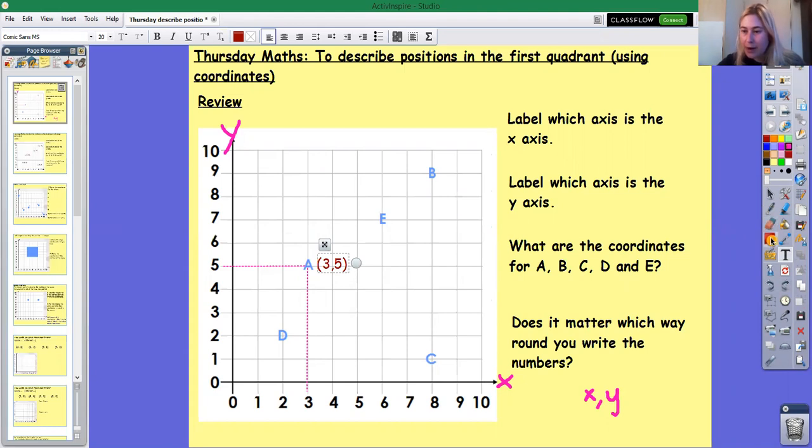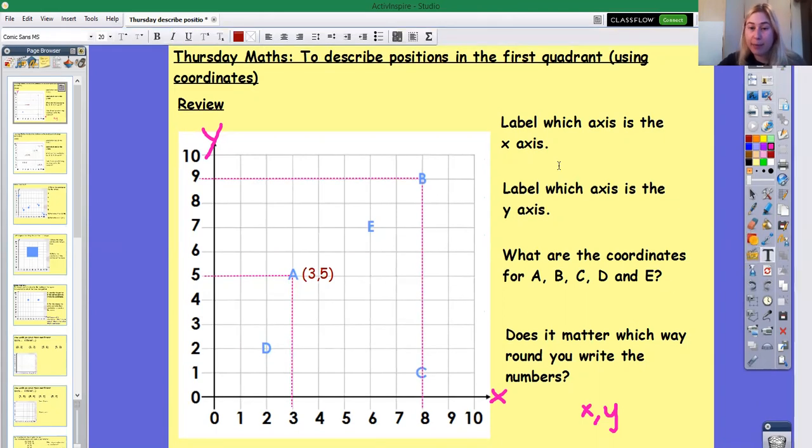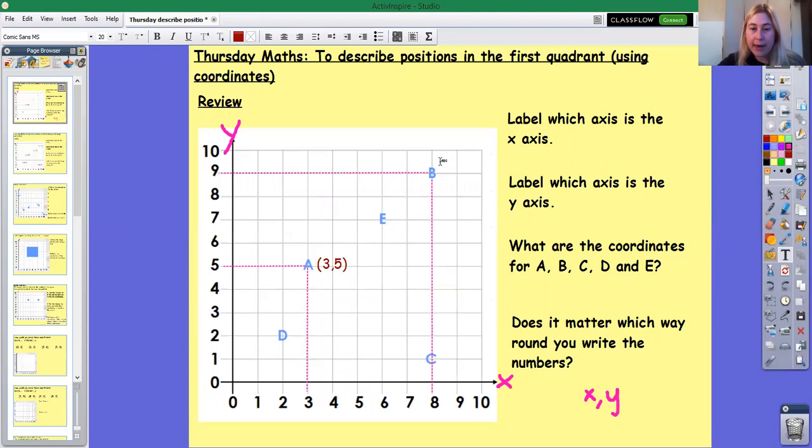Let's just do the next one just to make sure everyone's really happy. So I'll look at B now. I'll go along the x-axis and see where B crosses the x-axis. If I have my line, it will cross at 8 and it will cross the y-axis at 9. And it's handy because all of those letters are actually on the lines, so you can use the lines to be really accurate. So let's write the coordinate now, bracket. Let's have the x coordinate, which is 8, and then the y coordinate, which is 9. Hopefully you agree with me.